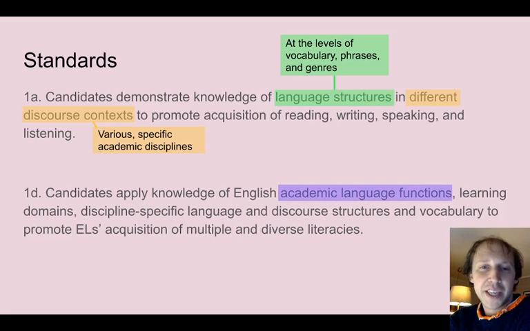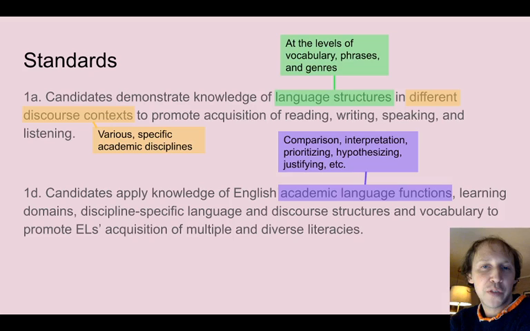Down here in 1D, there are some more really interesting terms. Academic language functions is something that we've talked about some, I think back in week one, talking about SFL. We talked about some of these language functions, comparison, interpretation, prioritizing, etc. We'll be talking about some of those today.